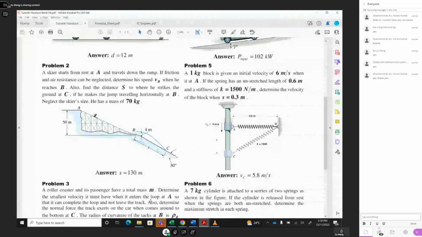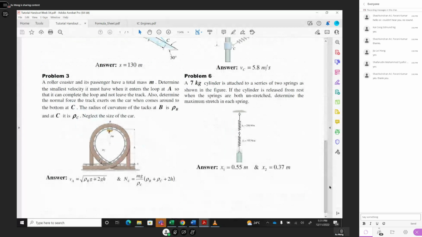So what is the answer? 130. Okay, 0.2, just ignore. That's the problem. Okay, then we move to question 3.